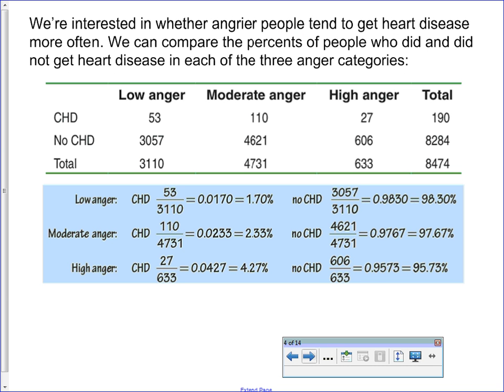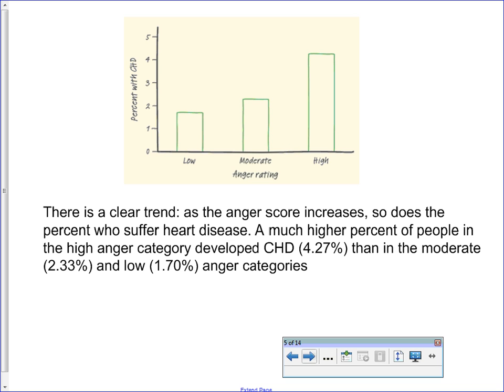And so if there was no difference, then these proportions should all be the same in each one of these. And they're not. If you look, we go from 1.7 to 2.3 to 4.2. And if we look at that data, you will see that there definitely appears to be a pattern. As you get angrier, you're much more likely to get coronary heart disease, is what the trend looks like. We can't say that statistically because we haven't performed a test yet.